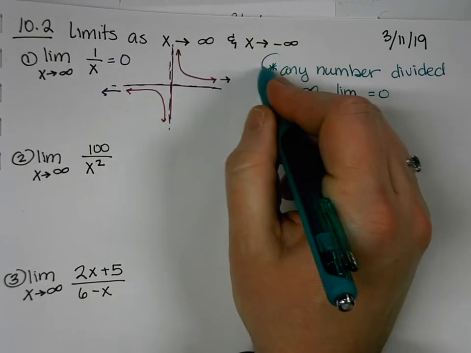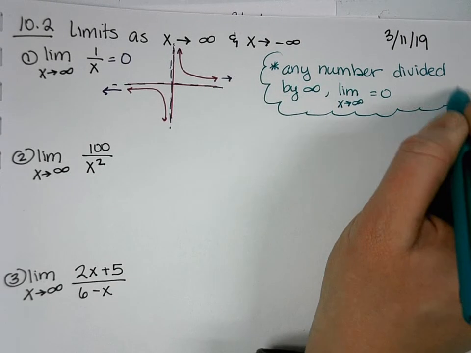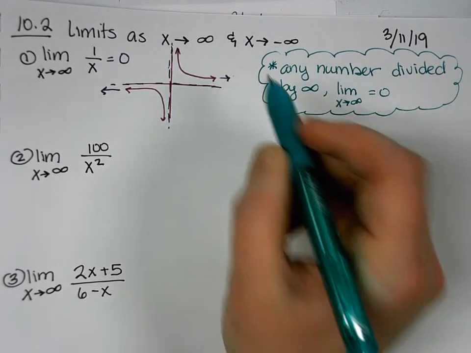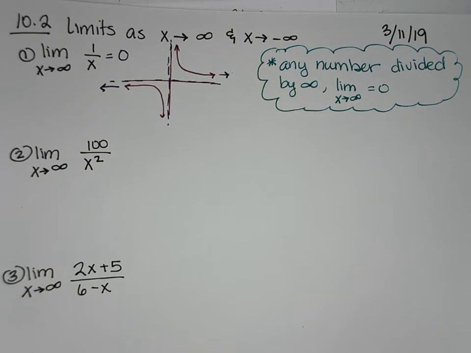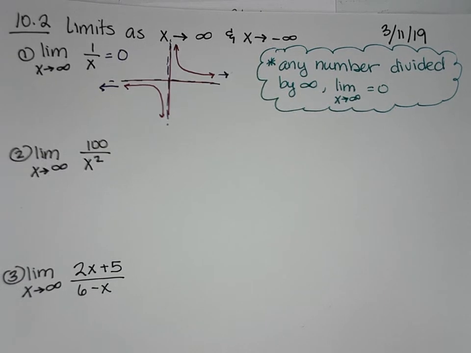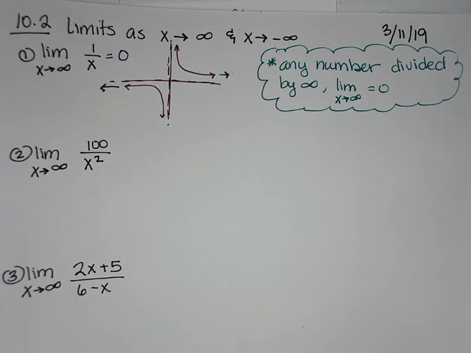Okay, so this is one of our main ideas that we like to use. And how we like to use it is that if we have a limit to infinity, if we can get an x in the bottom, then we can use this idea. Because by direct substitution, we'd have infinity in the bottom, which would equal 0.